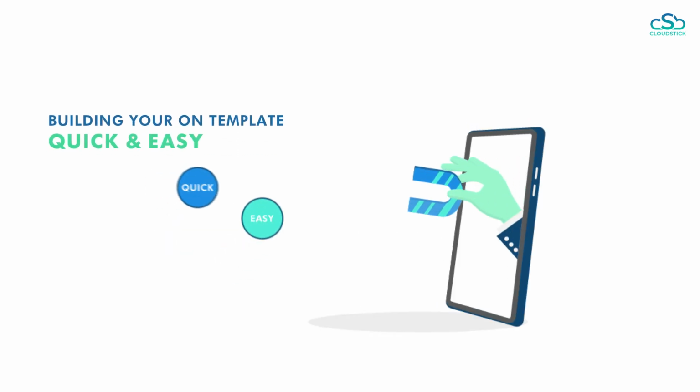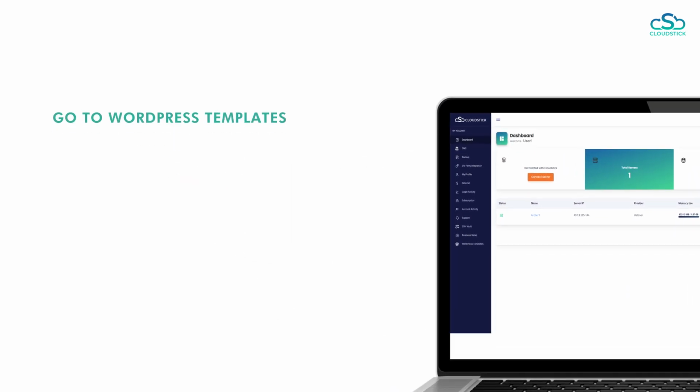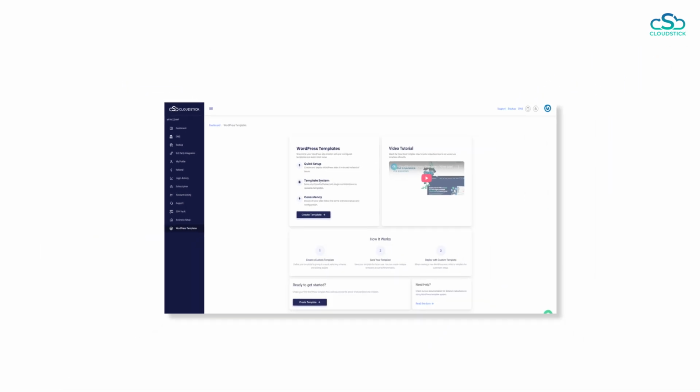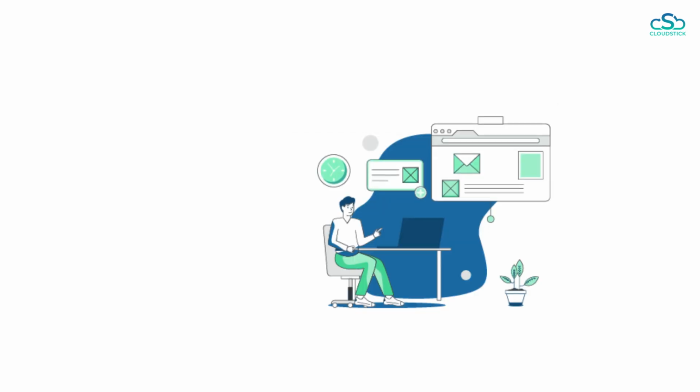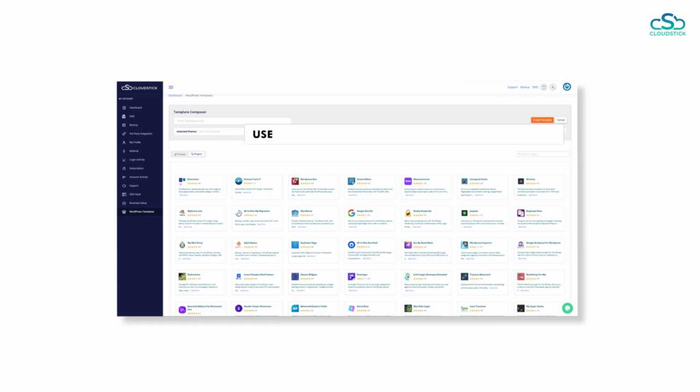Building your own WordPress template is quick and easy. Here's how. First, go to WordPress Templates. Navigate to the WordPress Templates section from your CloudStick dashboard. Second, click Create Template. Start crafting your personalized WordPress setup. Third, name your template. Give it a meaningful name for easy identification.